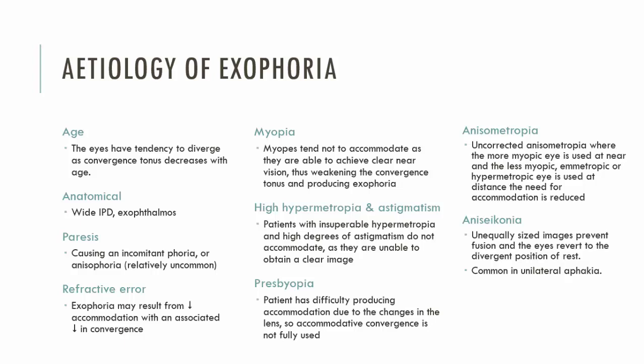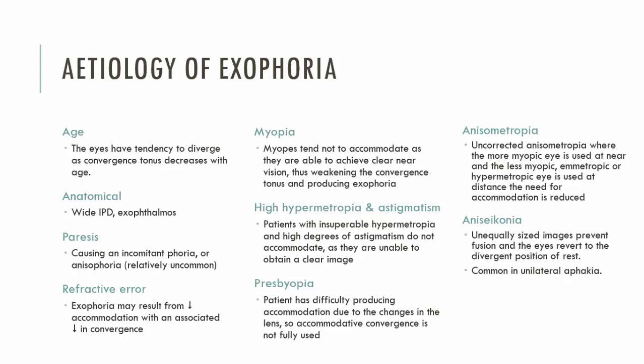Now, there are anatomical reasons why some patients will have an exophoria over an esophoria, for example. And one example of an anatomical feature that leads often to an exophoria is a wide interpupillary distance. Patients with exophthalmos also may have a greater tendency towards an exodeviation. A paresis, so an ocular motility disorder where the deviation size changes depending on the direction of gaze, can also lead to an exophoria.